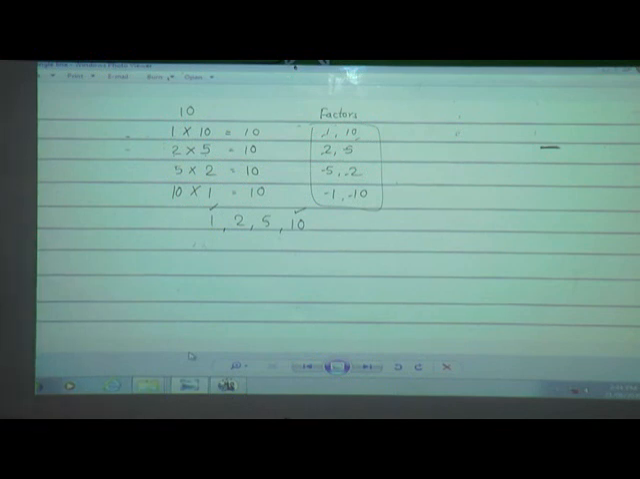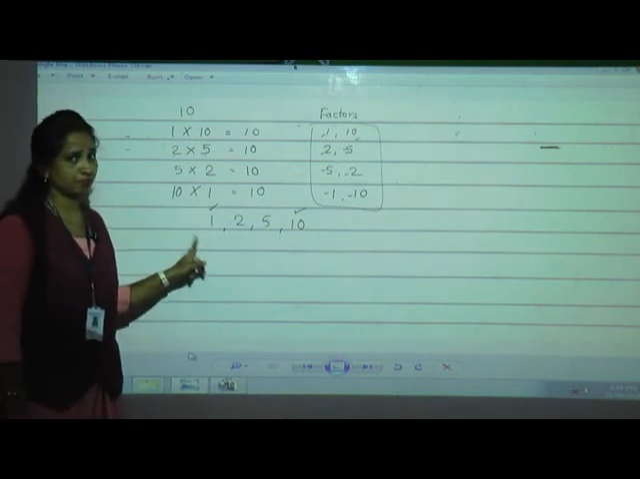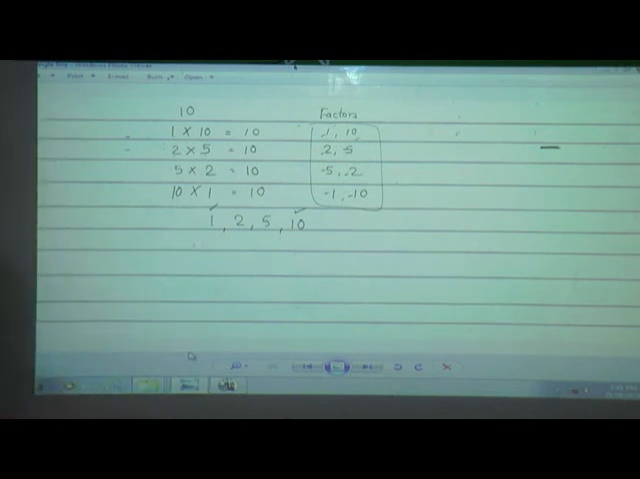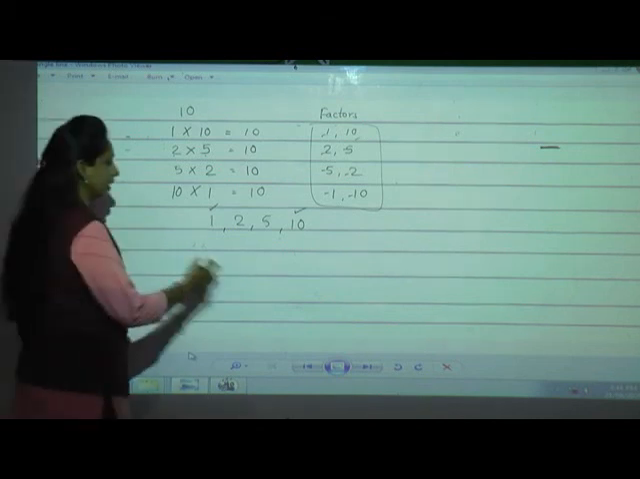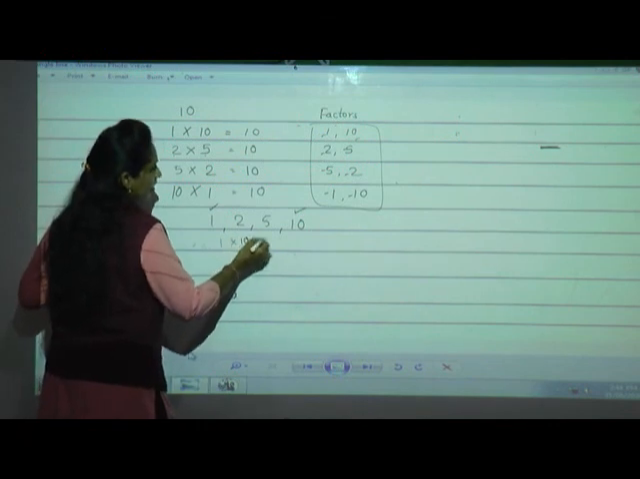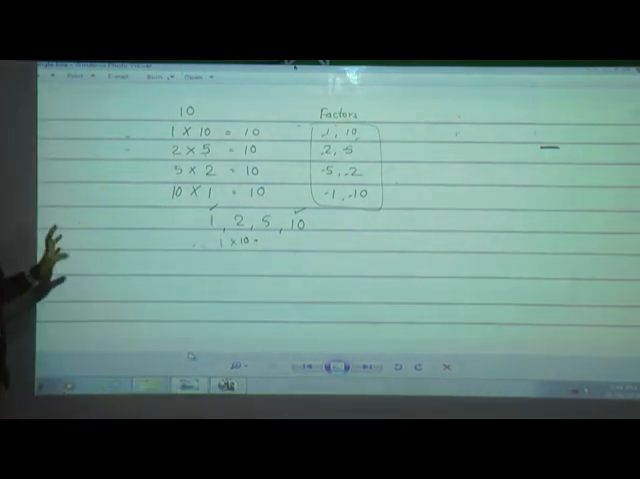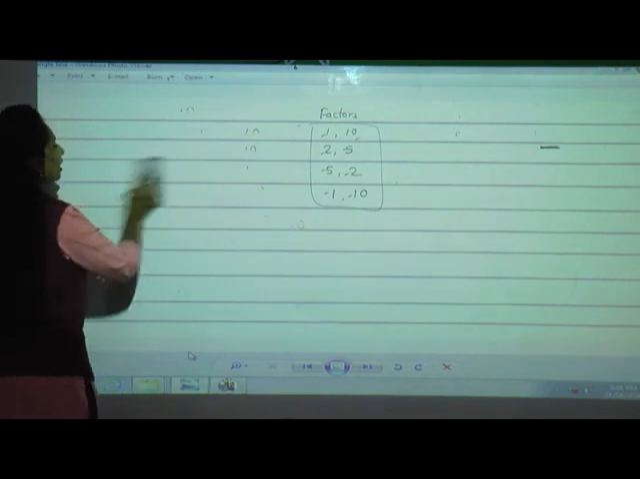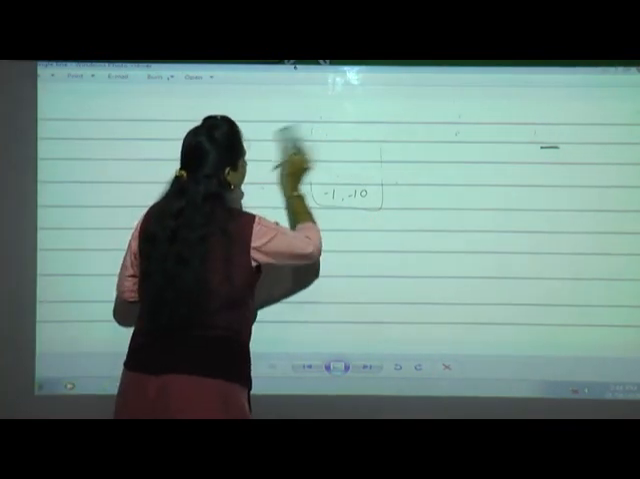And one more thing. The lowest factor of every number is always 1 only. Because we can multiply any number with 1, isn't it? So here we have multiplied 1 with 10 to get the product. Clear? Understood? Yes. Now we have seen how we can find the factors with the multiples, isn't it?